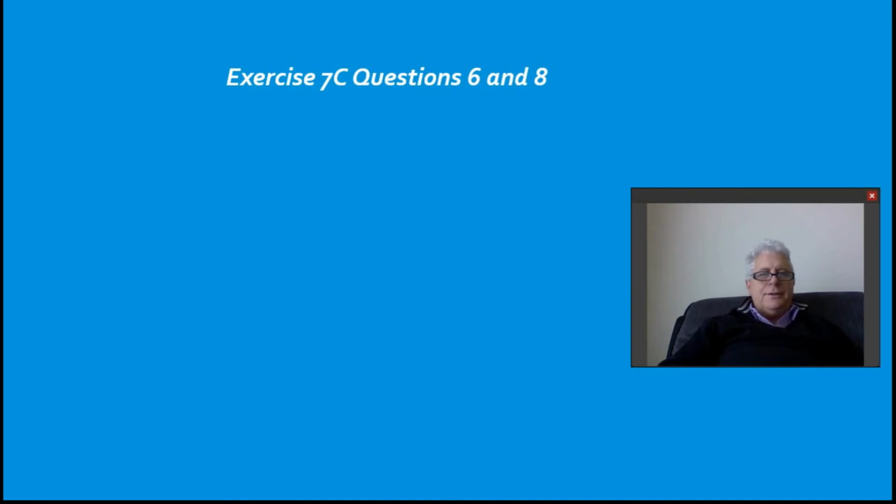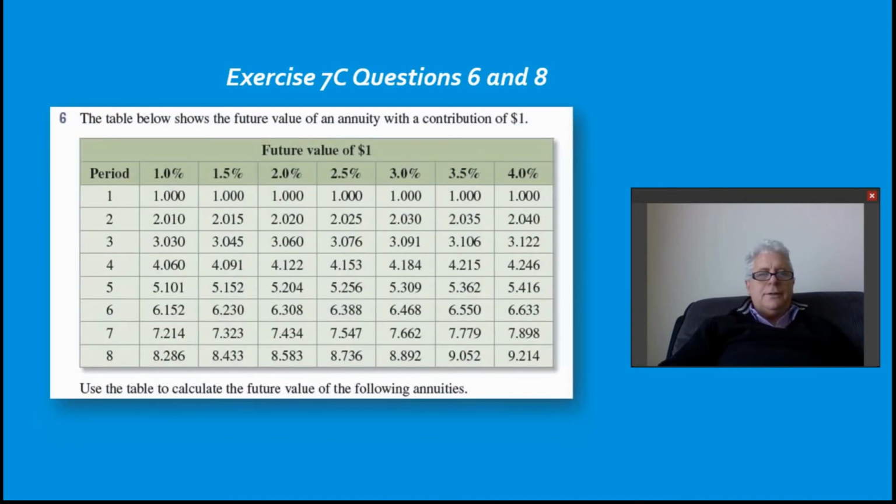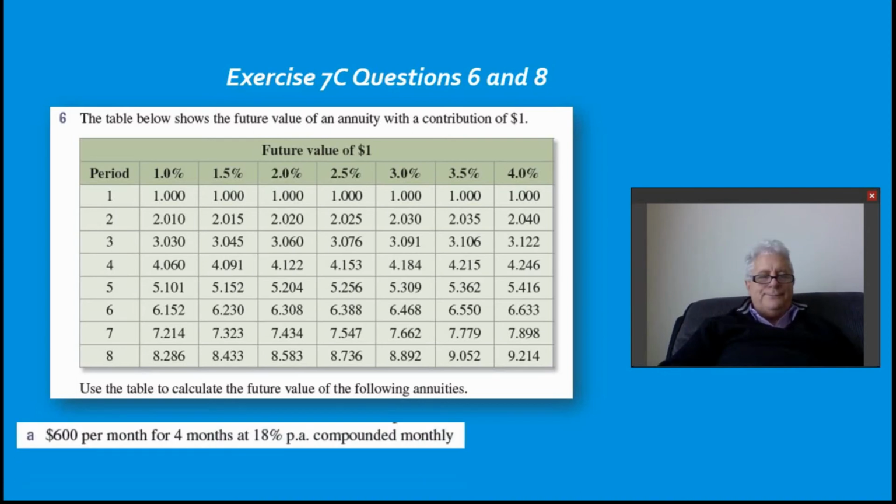So question 6, and I start with the table from the textbook. Now just be careful here. We've got to be looking at which percent column and which period. For example, the 3% column, if that intersects with 8 periods, we're looking at a number of 8.892. So the first thing we've got to do is work out the interest, second, the number of periods, and then we multiply. So here's our question.